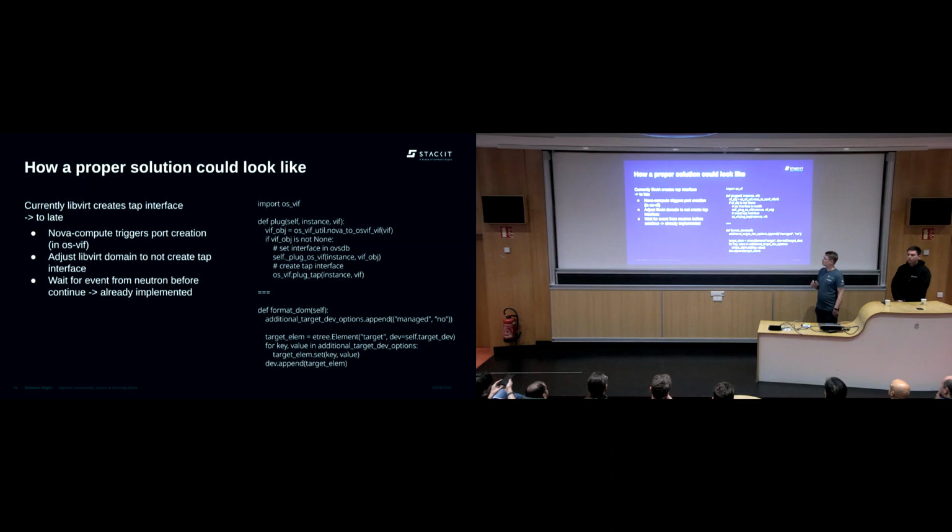First, Nova needs to trigger the port creation. We got from upstream the idea to put this in OSWIF, so that not Nova itself does this, but it's done in OSWIF, which sounds like a good idea. And we need to adjust the libvirt domain so that it's okay that the tap device is already there and libvirt doesn't want to create this tap device. That part we already have in our ugly fix, so we know that this is possible.